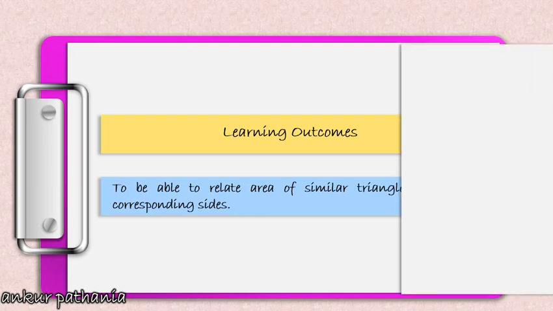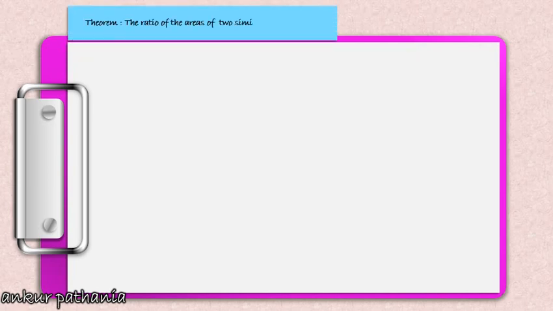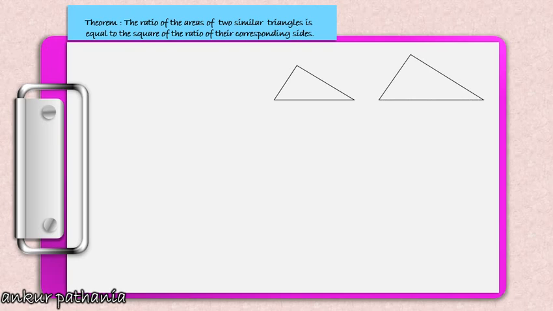For that, we will be proving the theorem, and the statement of the theorem is: the ratio of the areas of two similar triangles is equal to the square of the ratio of their corresponding sides. So according to the statement of the theorem, it is given to us that there are two triangles and these two triangles are similar. Now let us name these two triangles as triangle ABC and triangle PQR.